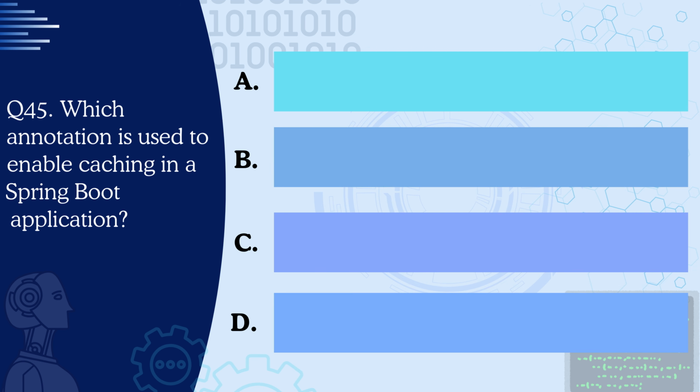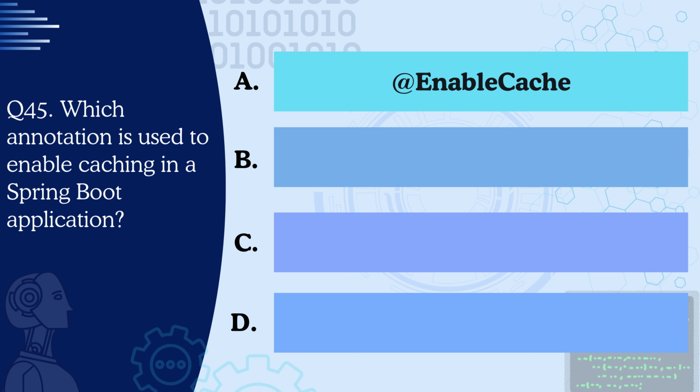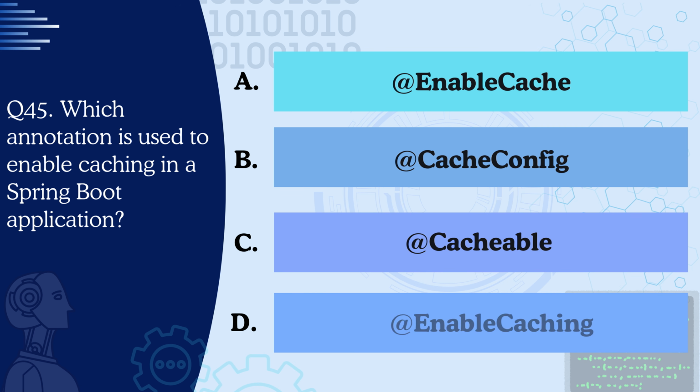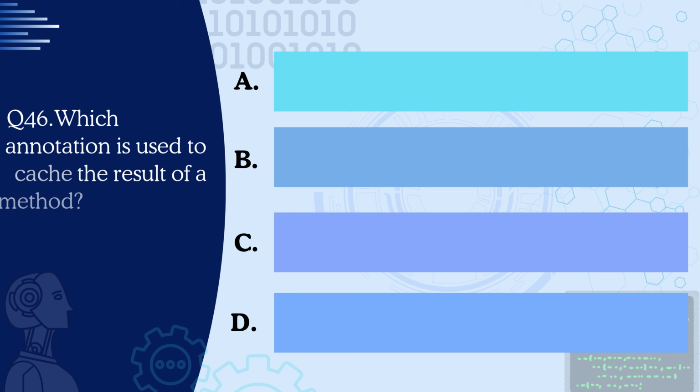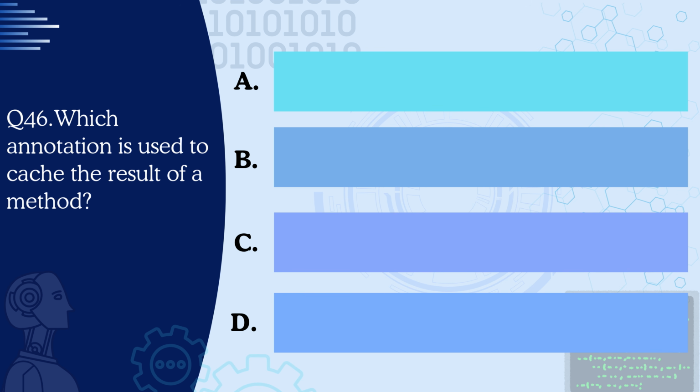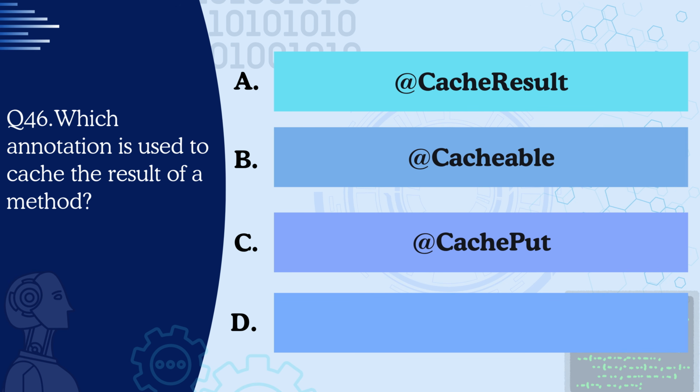Question 45. Which annotation is used to enable caching in a Spring Boot application? A. @EnableCache. B. @CacheConfig. C. @Cacheable. Or D. @EnableCaching. So the correct answer is D. @EnableCaching. Question 46. Which annotation is used to cache the result of a method? A. @CacheResult. B. @Cacheable. C. @CachePut. Or D. @CacheEvict. So the correct answer is B.